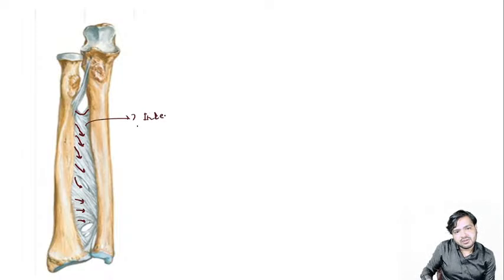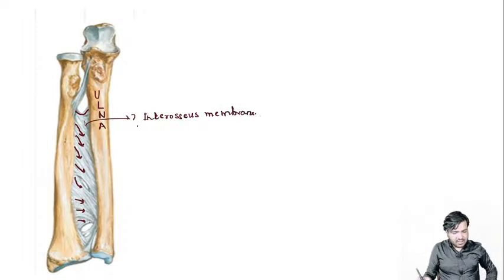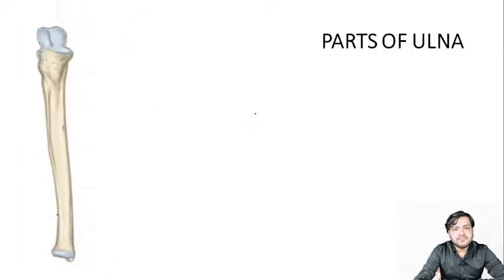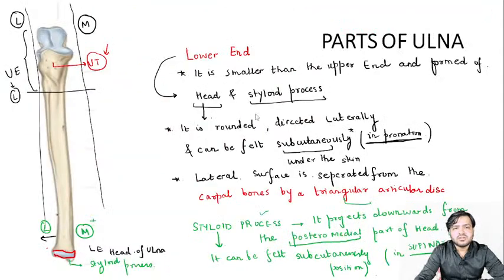It is the interosseous membrane, guys. It is the interosseous membrane that is arising from the interosseous border of the ulna. So it is the interosseous membrane. Yes. Kapil, Shivani, good beta. So we have discussed about the interosseous border.